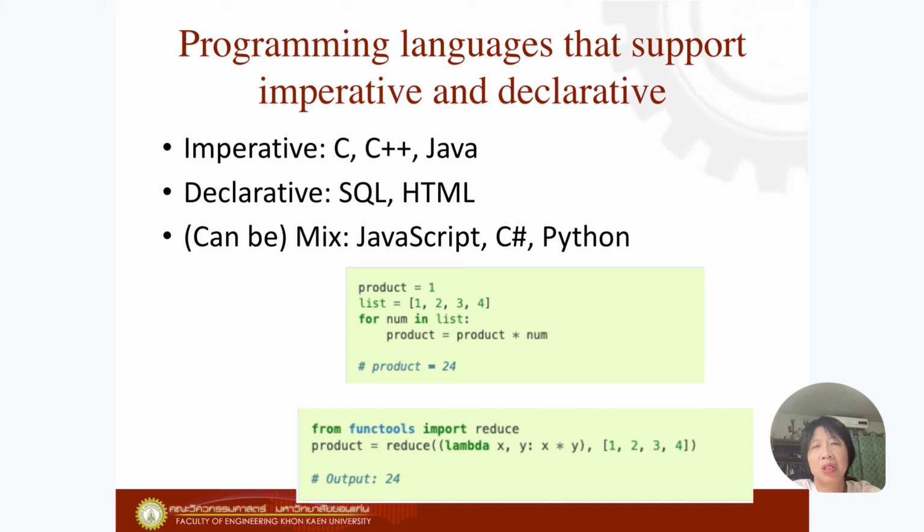The programming languages that support the imperative paradigm and the declarative paradigm are as follows. For the imperative paradigm, the programming languages that support it are C, C++, and Java. But for the declarative paradigm, the programming languages that support it are SQL and HTML. But some languages can support both paradigms, like JavaScript, C Sharp, and Python.